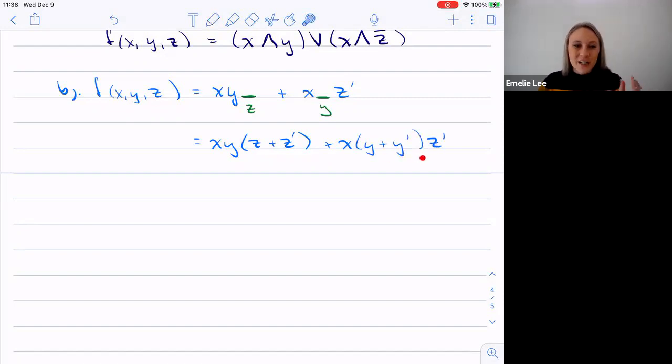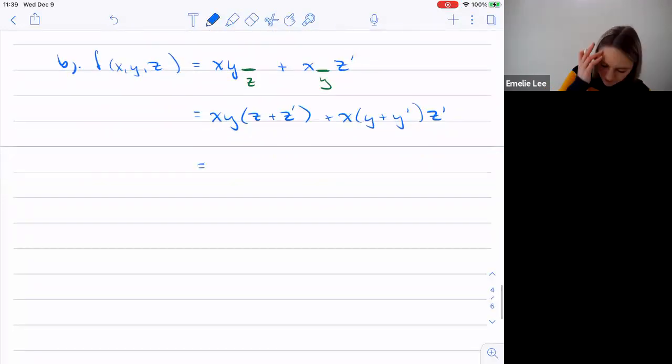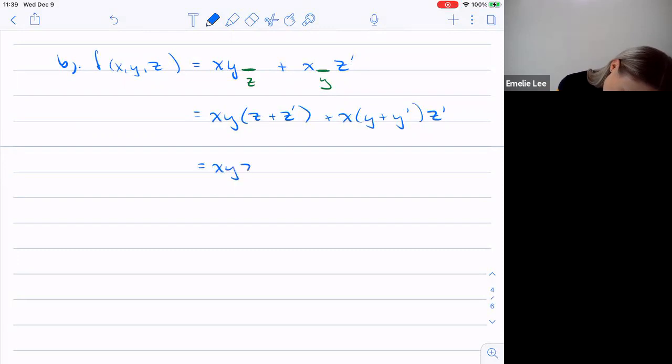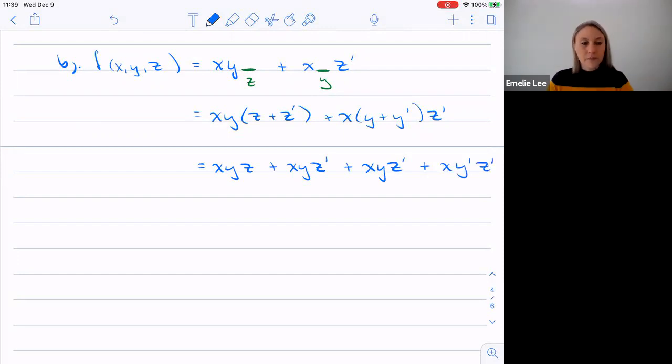Don't make that same mistake that I did in the notes earlier, where I bumped this z prime over to the left-hand side to make my multiplication easier, but then I had them in the wrong order, so it made it hard to find the binary. So I'm just going to keep it in the middle. You can bump it over, just remember the order x, y, z for your binary code later. Okay, so this becomes x, y, z plus x, y, z prime plus x, y, z prime plus x, y prime, z prime. Not bad, right?